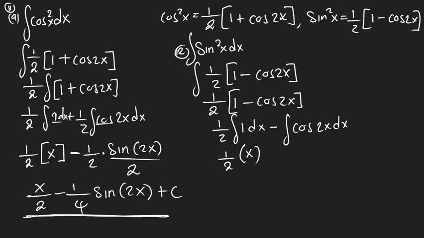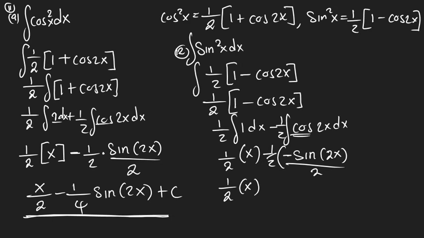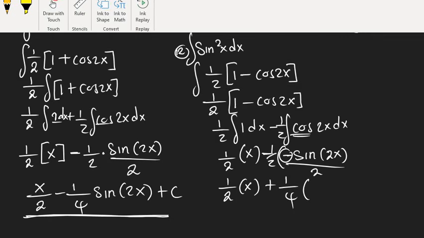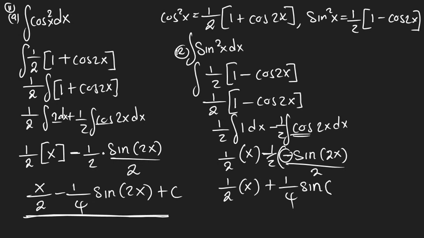From here, we're going to have 1 over 2. This, of course, is going to be some x. Remember that this is the sine, so you're going to have minus, then minus sine 2x, then all over by 2. So this is going to be 1 over 2 x, then the minus, and this minus will multiply to be a plus, then 1 over 4 sine 2x plus some c.